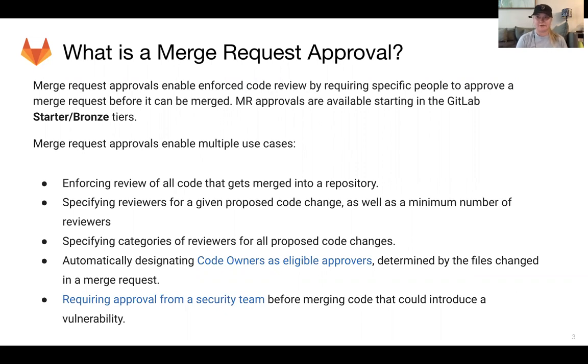So MR approvals have a few use cases: enforcing code review before everything gets merged back into the master repo, specifying reviewers for any proposed code changes, as well as the minimum number of approvers, being able to specify categories of reviewers for all of the proposed code changes, like for example, the QA team or the engineering leads or the security team, automatically designating code owners as an eligible approver, which we can get into a little bit later. It's a little more granular. And then requiring approval from a security team before merging any code that might introduce a new vulnerability.